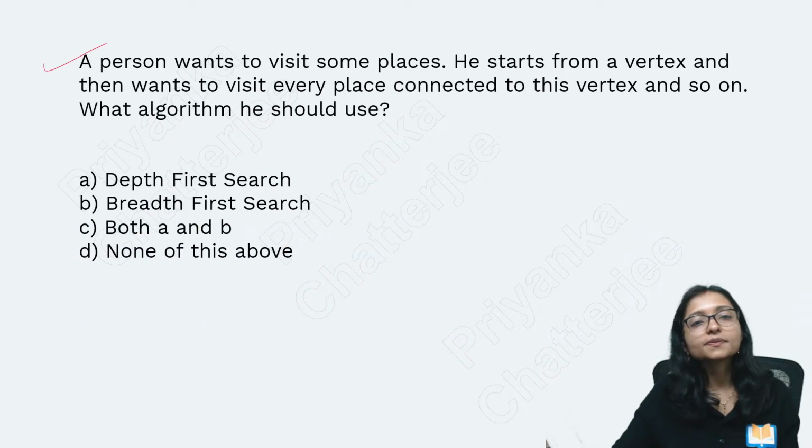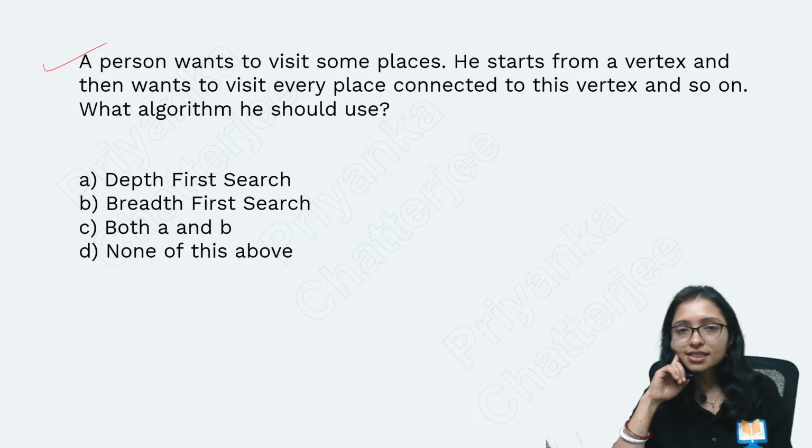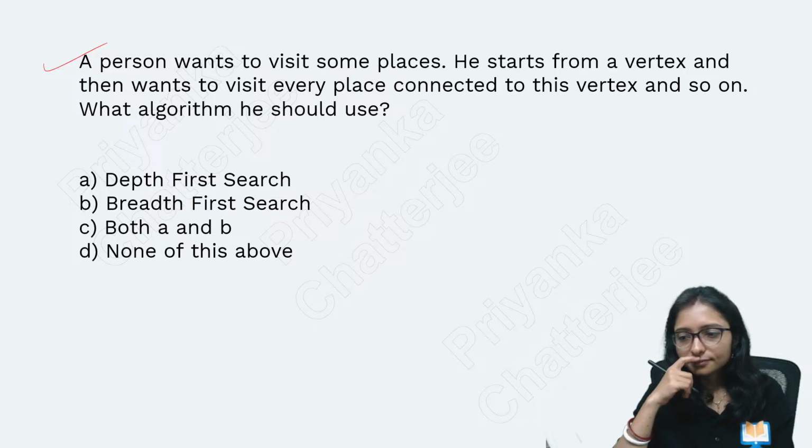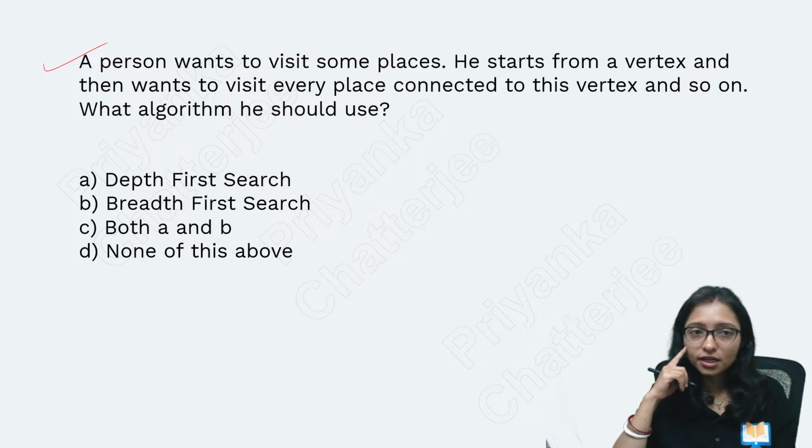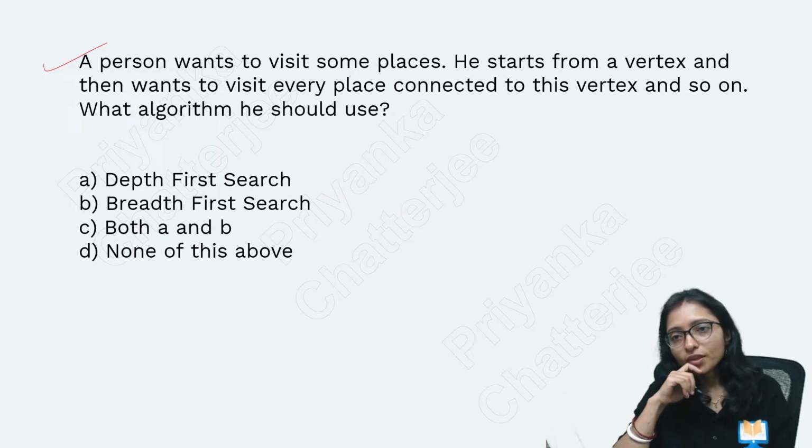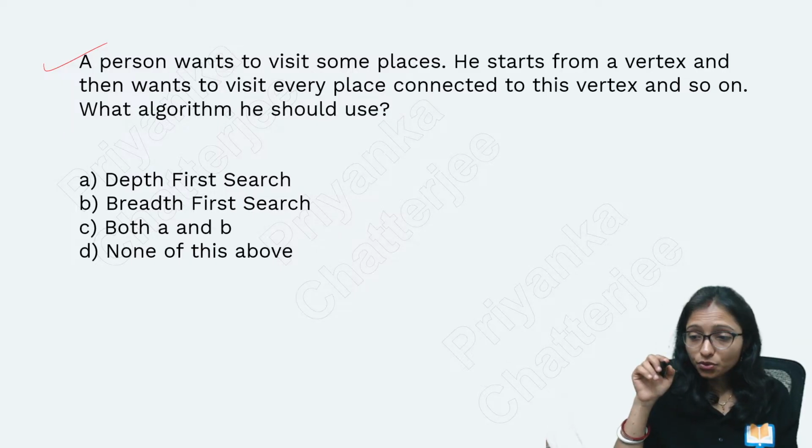So can you tell me this one? Read the question and tell me the answer. A person wants to visit some places. He starts from a vertex and then wants to visit every place connected to the vertex and so on. What is the algorithm used here?